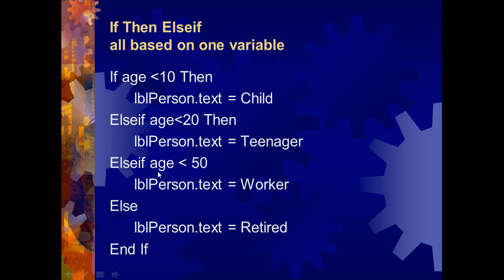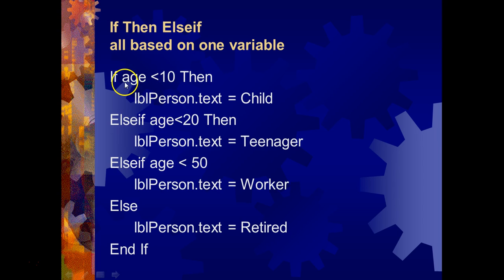But it doesn't have to be like that. The condition could be about different things each time. So you could say if age is less than 10, do one thing. If income is greater than $1 million, set this equal to rich. If nationality is equal to Japanese, set this equal to can speak Japanese. So with else if, you don't have to always be talking about the same variable in each else if clause or each else if condition.